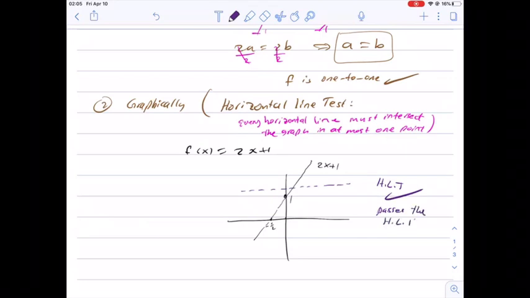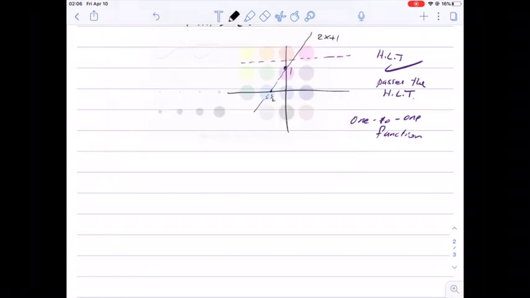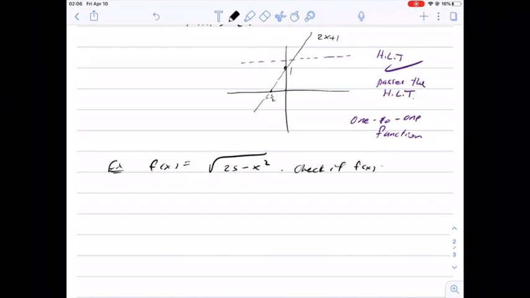It passes the horizontal line test, and that means yes, it is one-to-one. So this is how we show it graphically. If we are given some graph, we can show that the function is one-to-one. Okay. Let's take another example. If we have f of x equals square root of 25 minus x squared, we want to check if f of x is one-to-one.